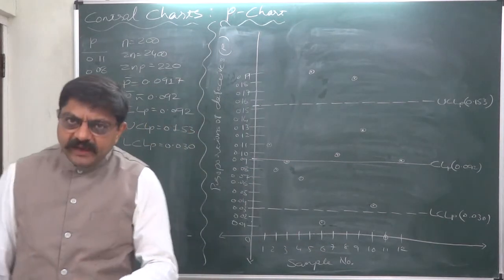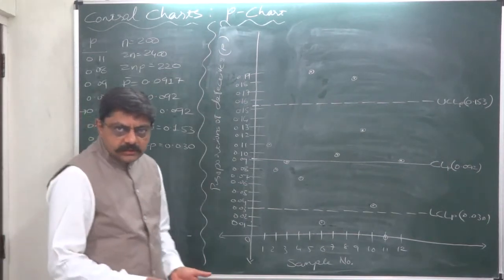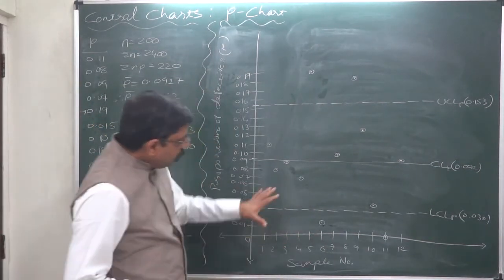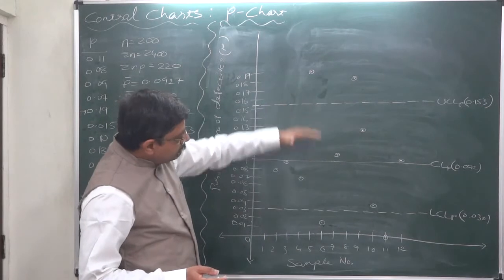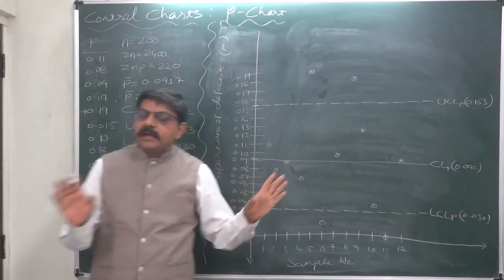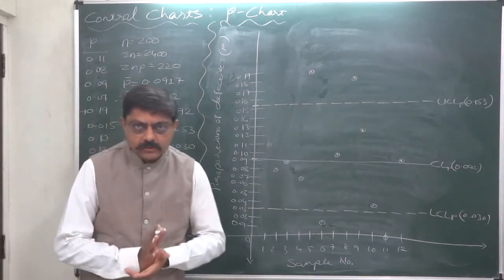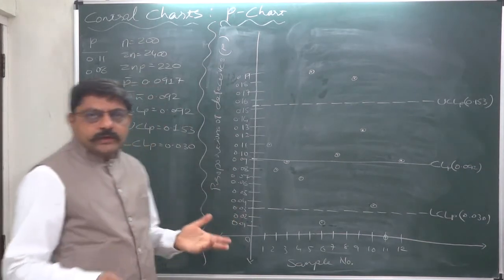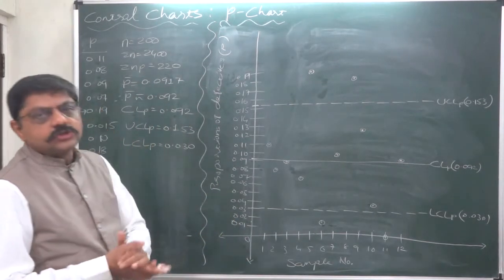If yes, the process is not under control. If all the sample points are within the upper control limit and lower control limit, primarily we mean that the process is under control. So I leave it to you whether you join the sample points or not.